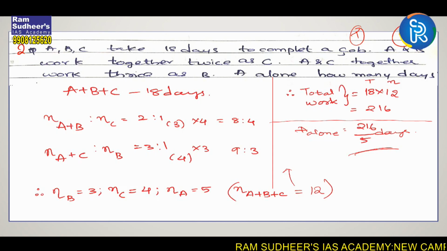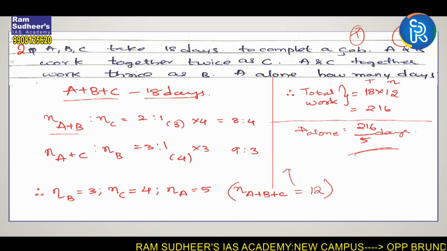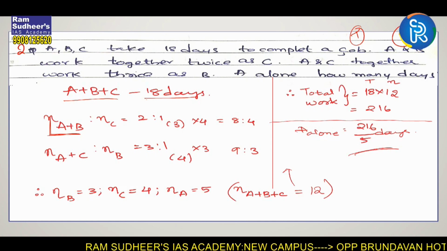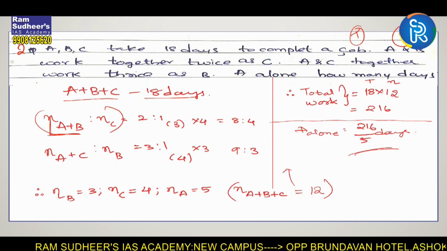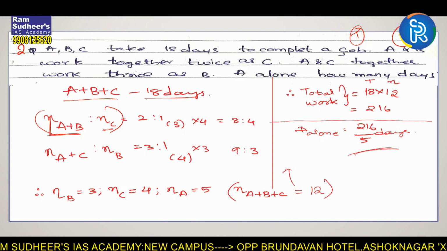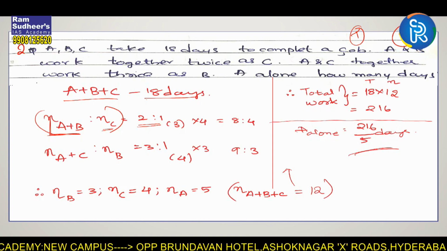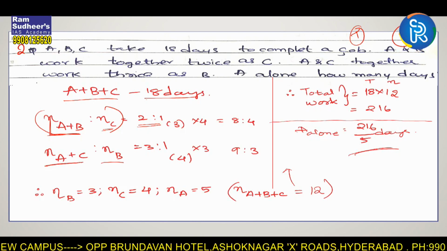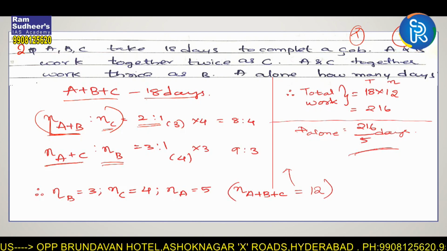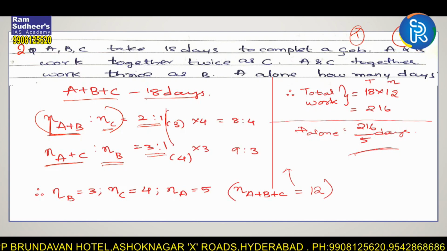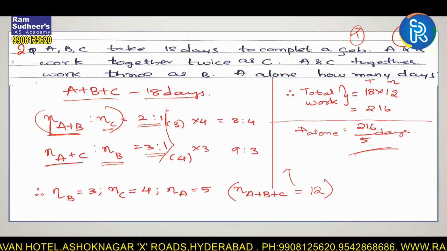Here it is given that A plus B plus C would take 18 days, and the efficiency of A plus B is twice that of C. Writing it in the form of a ratio, the efficiency of A plus B to the efficiency of C gives me 2:1 from the question. And the second part of the question, the efficiency of A plus C to the efficiency of B alone is 3:1. This is what is given in the question. Now moving on to the solution part.